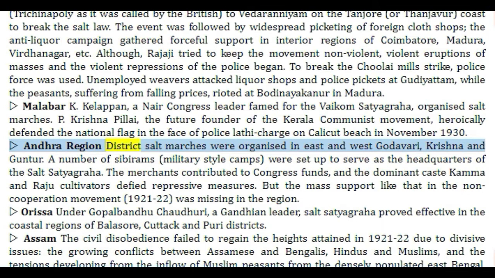Andhra region: district salt marches were organized in East and West Godavari, Krishna and Guntur. A number of Sibirams, military-style camps, were set up to serve as the headquarters of the salt satyagraha. The merchants contributed to Congress funds, and the dominant caste Kamma and Raju cultivators defied repressive measures. But the mass support like that in the non-cooperation movement, 1921 to 1922, was missing in the region.